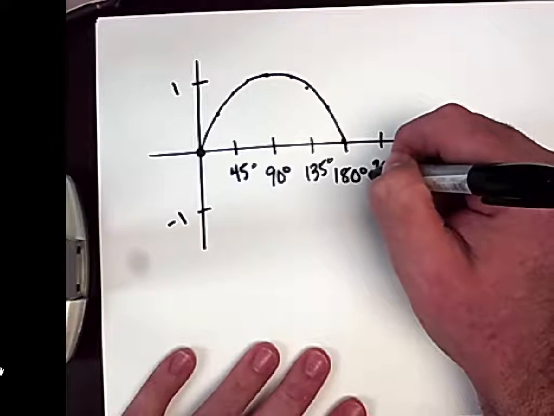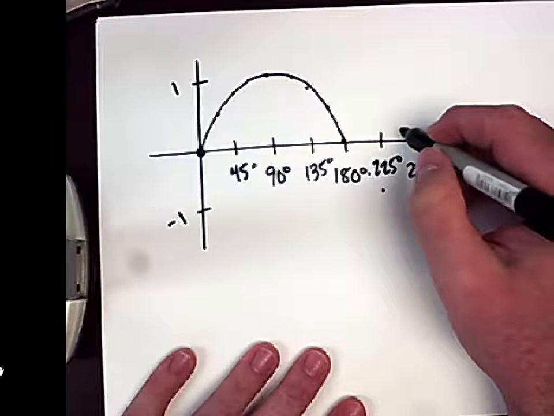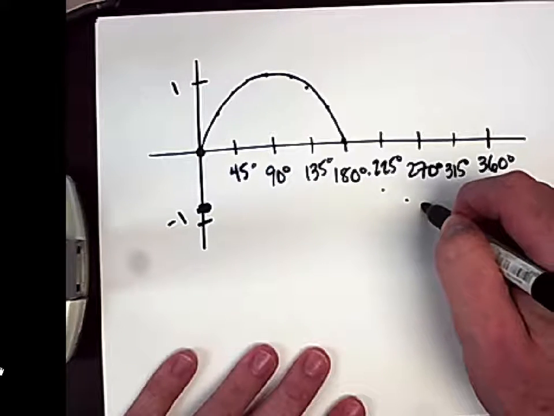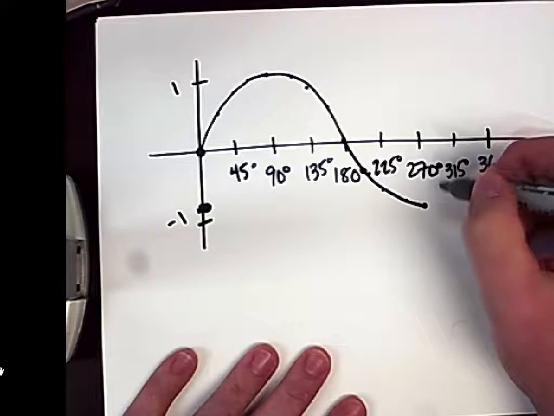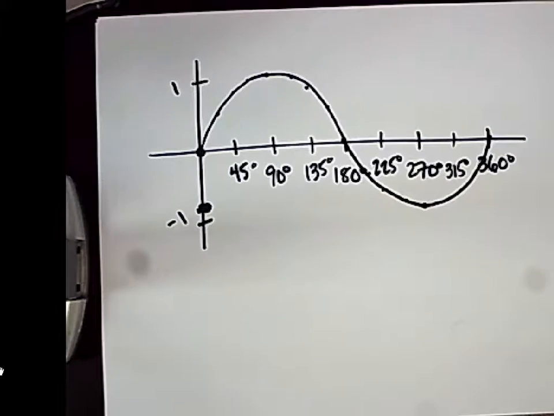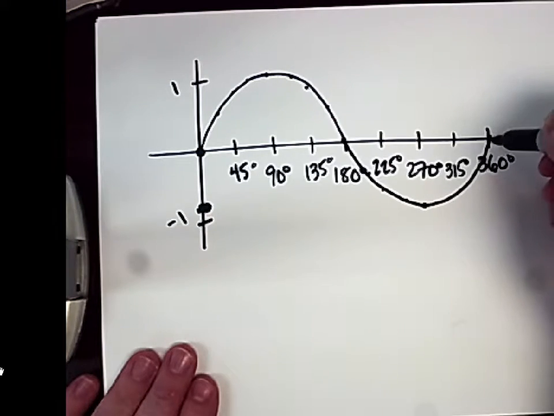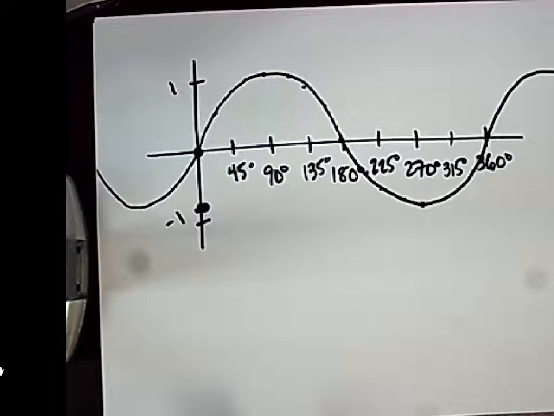210 is -1/2. 225 is -0.7. 240 is -0.9. Let's make this -1. And 270 is -1. And if you finish it out, it does that. Now what's going to happen if we go 390? It's going to be just the same as 30 here, right? So it's just going to keep going in both directions. Now this graph repeats itself, so it's called periodic.